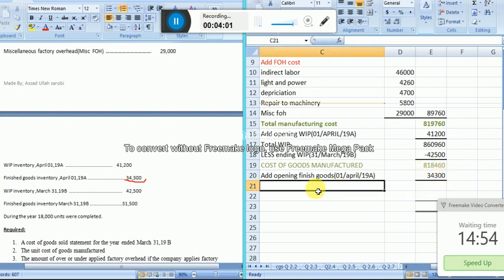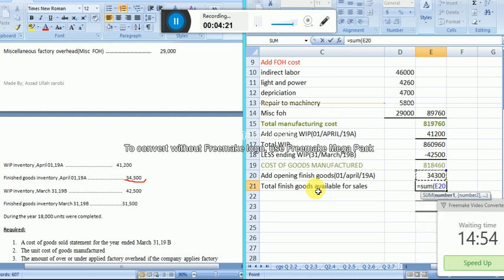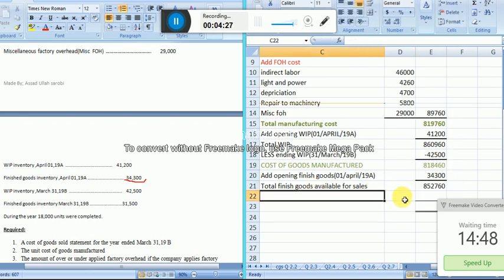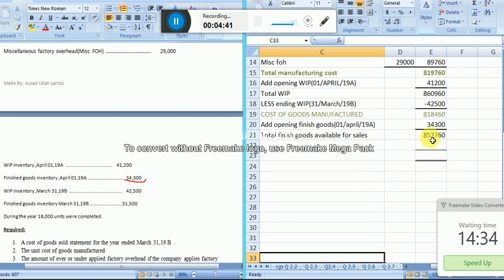So now how much total finished goods are available for sales? We will sell out the finished goods automatically. So we sum up the previous year's remaining finished goods and the current year's production. Now the total finished goods we have is $8,52,760.